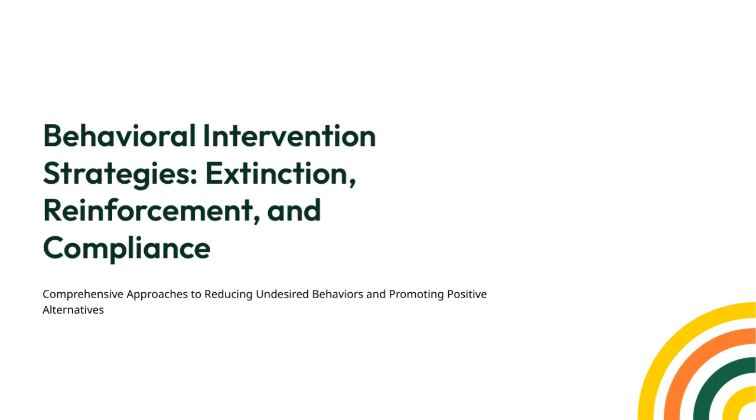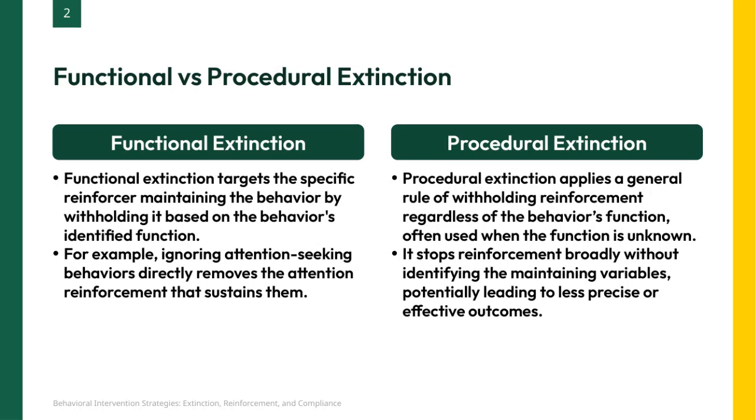Let's get started. Functional extinction is all about identifying the exact reason or function behind a behavior, and then withholding the specific reinforcer that maintains it. For example, if a child is acting out to gain attention, functional extinction would involve ignoring those attention-seeking behaviors, effectively removing the attention that reinforces them.